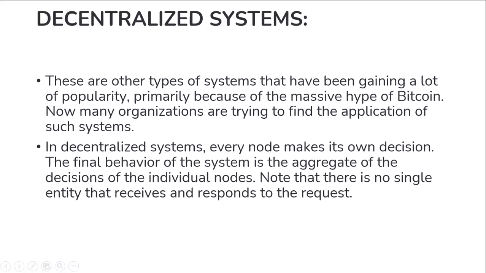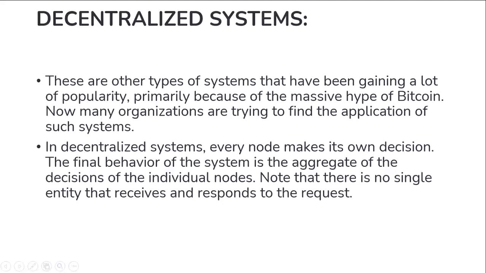These are other types of systems that have been gaining a lot of popularity nowadays, primarily because of the massive hype of bitcoins. So now many organizations are trying to find applications of such systems. In decentralized systems, every node makes its own decision. This means every node, every computer, is independent in computation. The final behavior of the system is the aggregate of the decisions of the individual nodes.